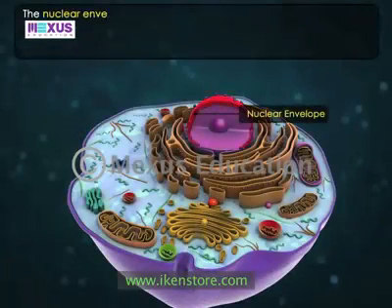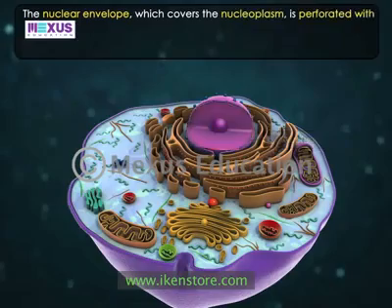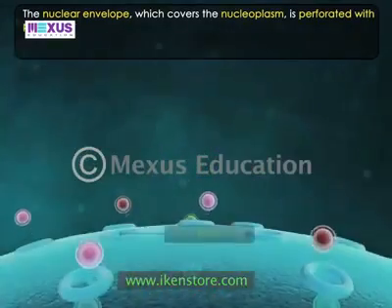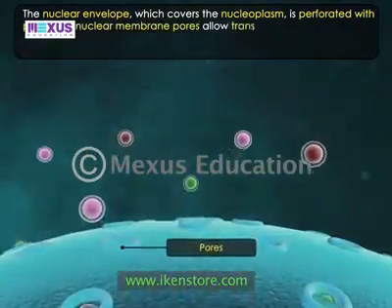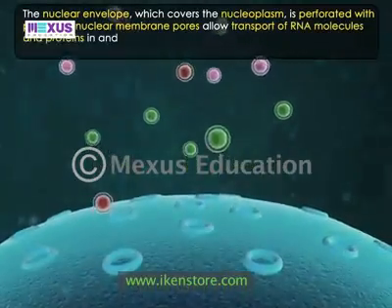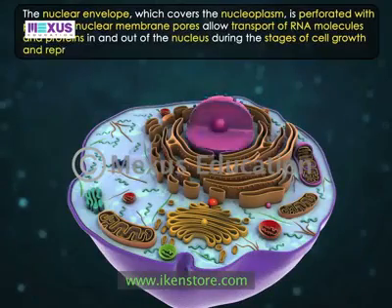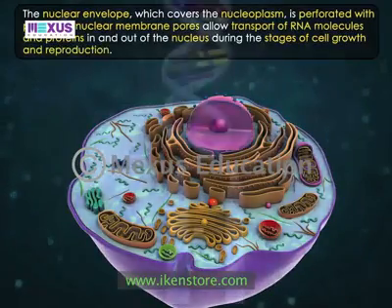The nuclear envelope, which covers the nucleoplasm, is perforated with pores. The nuclear membrane pores allow transport of RNA molecules and proteins in and out of the nucleus during the stages of cell growth and reproduction.